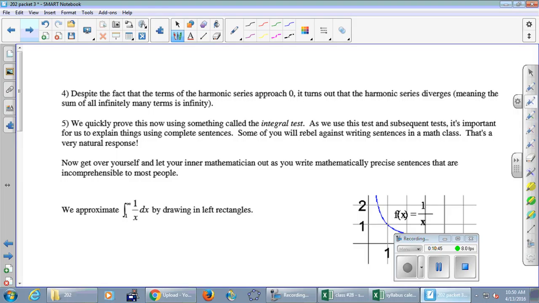So we're going to prove this using something called the integral test, and we're going to make sure that we write complete sentences. Some of you will rebel against writing sentences in a math class, which is a very natural response, but you need to get over that response. Call on your inner mathematician, let him or her out, and we're going to write mathematically precise sentences that are incomprehensible to most people. It's all right.